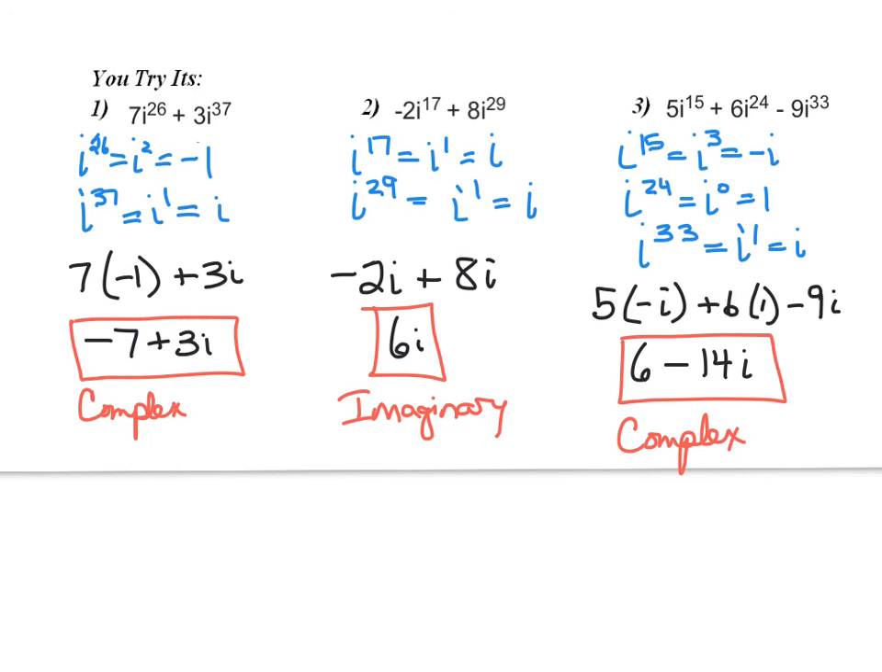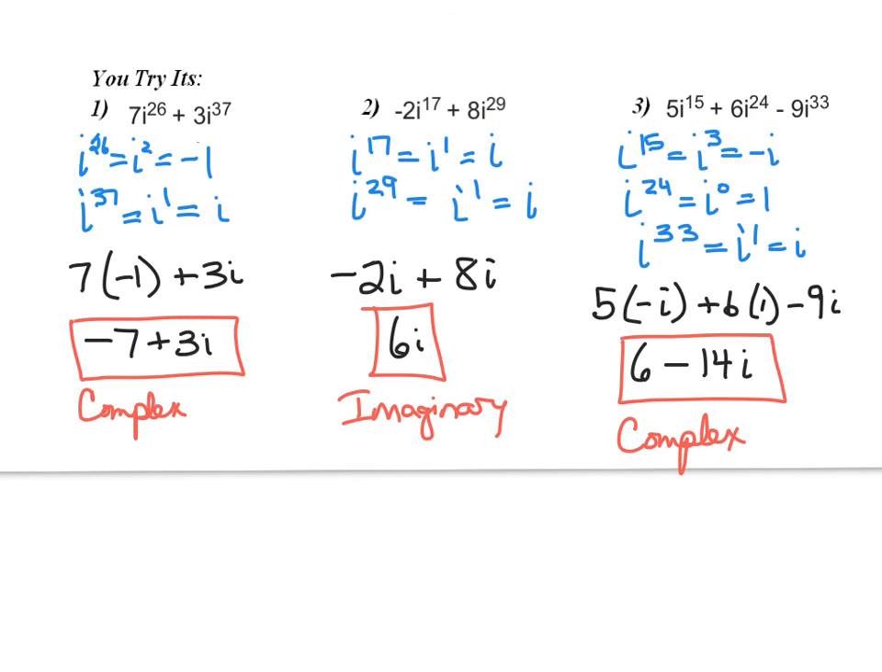So in number 1, I got the complex number negative 7 plus 3i. Check your conversions. i to the 26th was equal to negative 1. i to the 37th was equal to i. For number 2, I got the final imaginary number 6i. Both i to the 17th and i to the 29th are equal to i. So when I simplified, I could put together those like terms to get 6i.